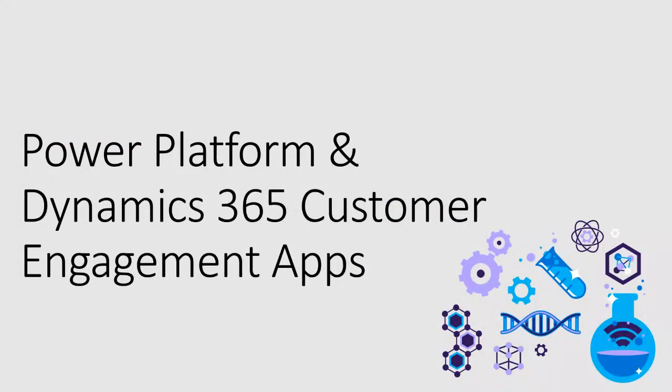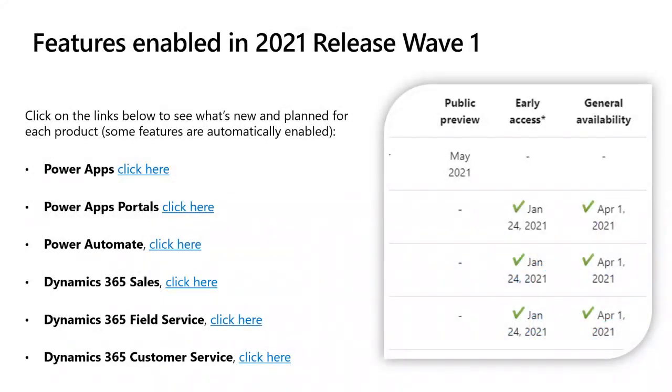So let's jump into customer engagement app specific topics. The first one here is around some of the features enabled in the 2021 release wave 1. I won't go into a lot of detail on the specific features here, but we just wanted to call this out again. This is something that is released with each release wave, and you can jump into whatever app or technology you're using, whether it be straight up Power Apps, or a Dynamics 365 app. For each one of these, there's a great list of features available within each release wave.